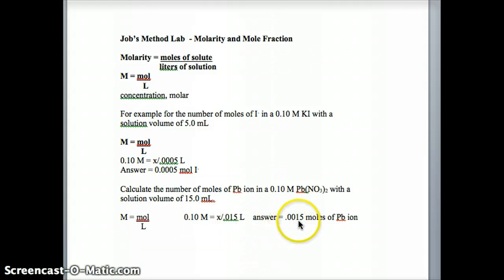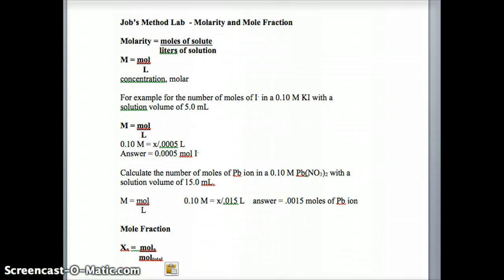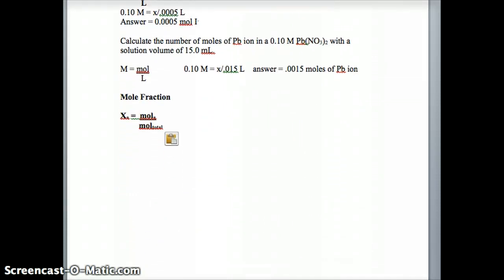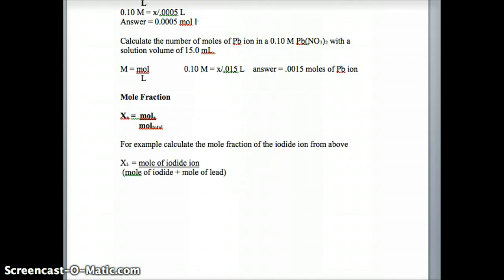We calculated the moles of iodide ion and the lead ion in the pre-lab test tubes that are set up for you. You're then going to have to calculate the mole fraction. Mole fraction is represented by an X, and it's moles of the substance that you're looking for, for example substance A, divided by the mole total. Mole total would be the total moles in that particular solution. Here we have the iodide ion and the lead ion. So with the above, we've calculated the moles of iodide ion and the moles of the lead ion.